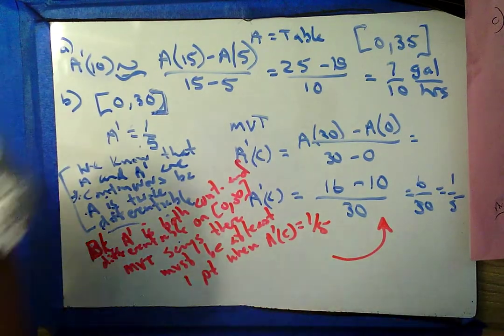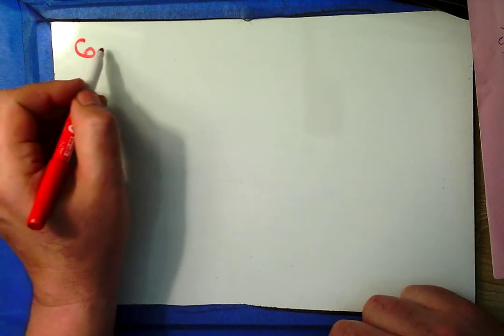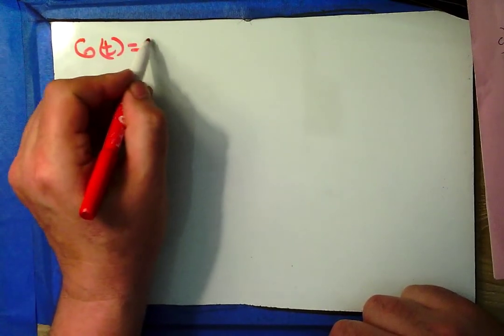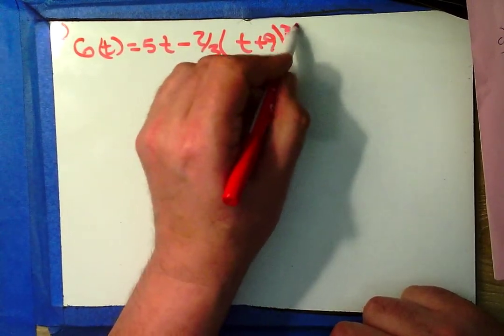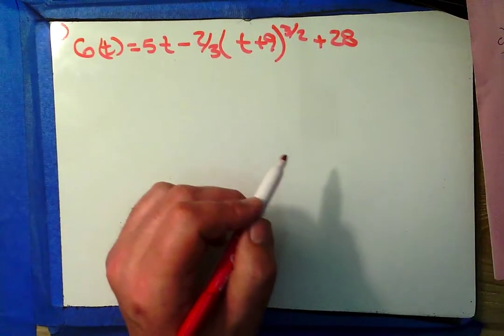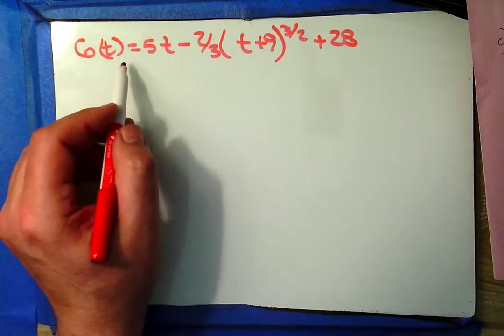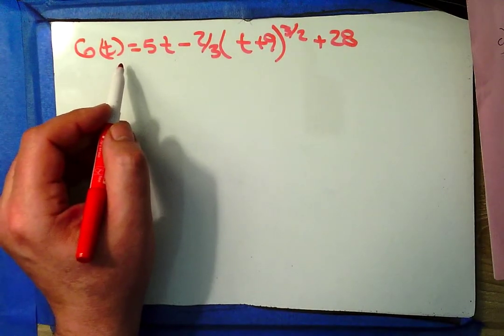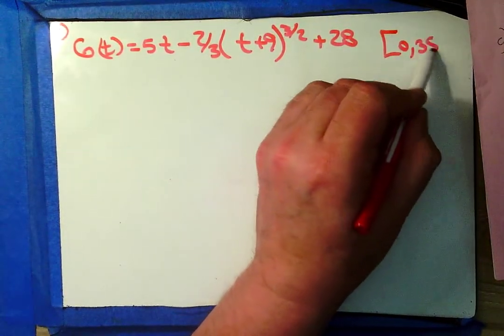Let's take a look at part C. Part C says the number of gallons is given by G. G is a function of time: 5t minus 2/3 (t plus 9) to the 3/2 plus 28. Okay, that's the number of gallons. That's an amount function. That's not a rate function. The number of gallons, where t is on 0 to 35.